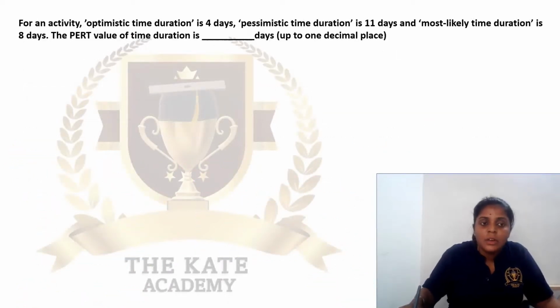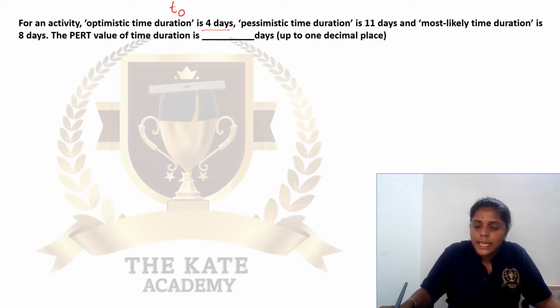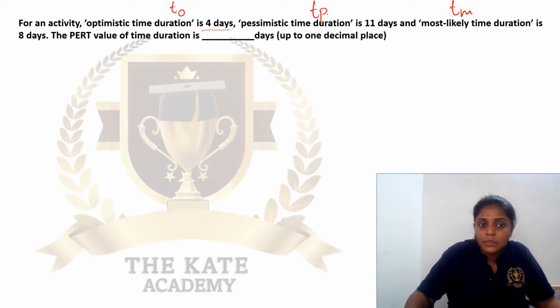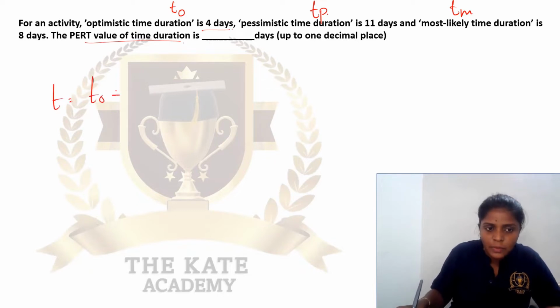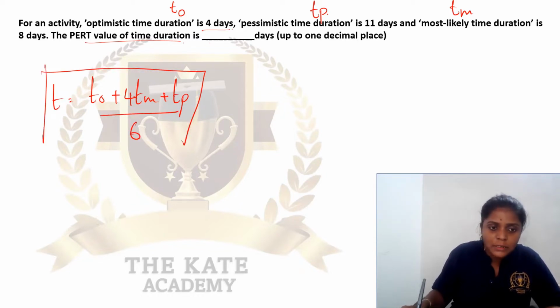So your next question: for an activity, optimistic time duration is 4 days, which we call TO. Pessimistic time duration is 11 days, which is TP. And most likely time duration is 8 days. Okay, so the PERT value of time duration is dash days. And we have a formula for this. So the PERT value of time duration is equal to (TO plus 4Tm plus TP) divided by 6. So you will have to memorize this formula as well.